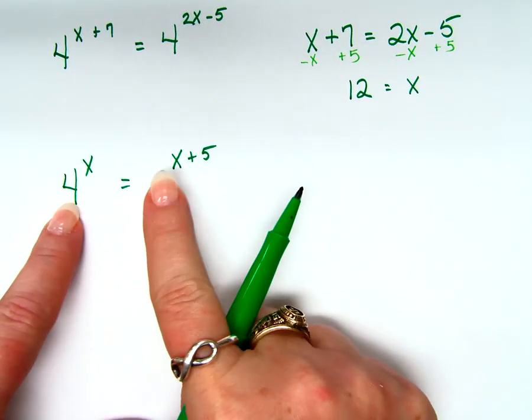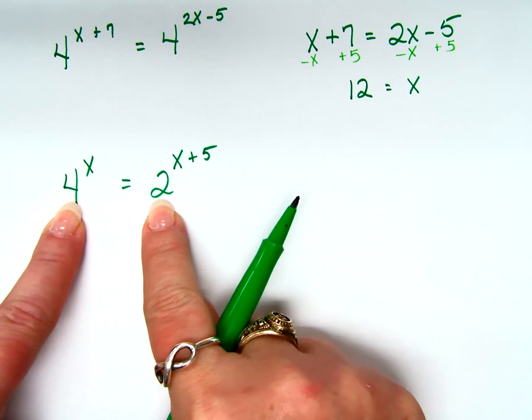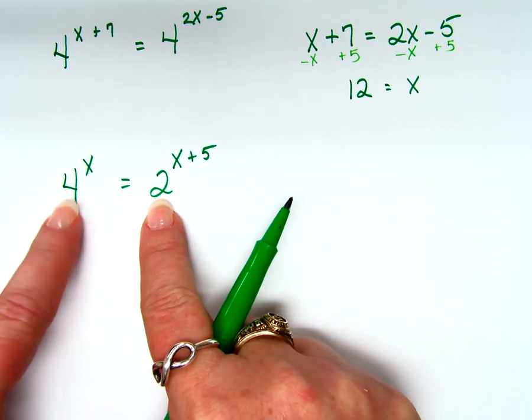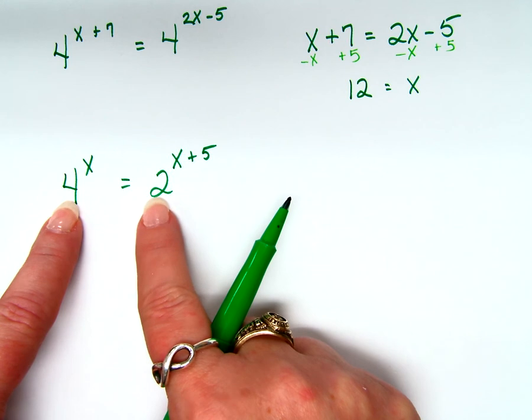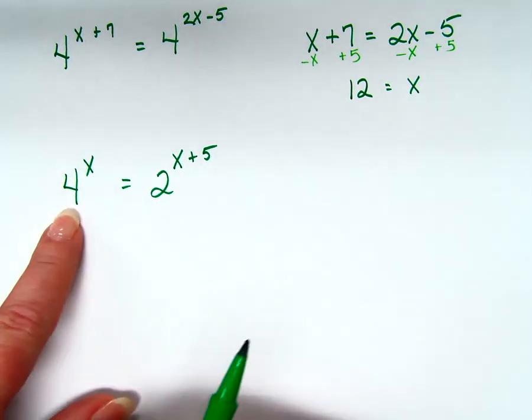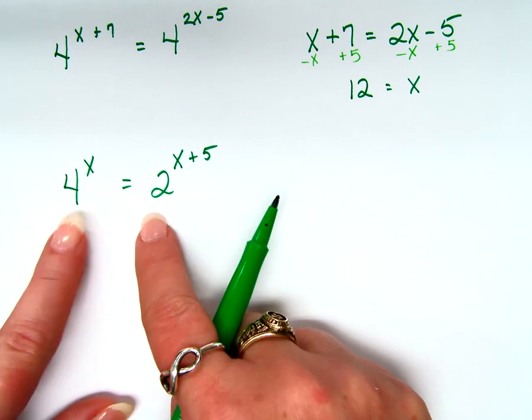This is a base of 4. This is a base of 2. Do you agree with that? That was just an observation, okay? Could I write one of these numbers as a base of the other one? I can actually write both of them as a base of the other one, right?